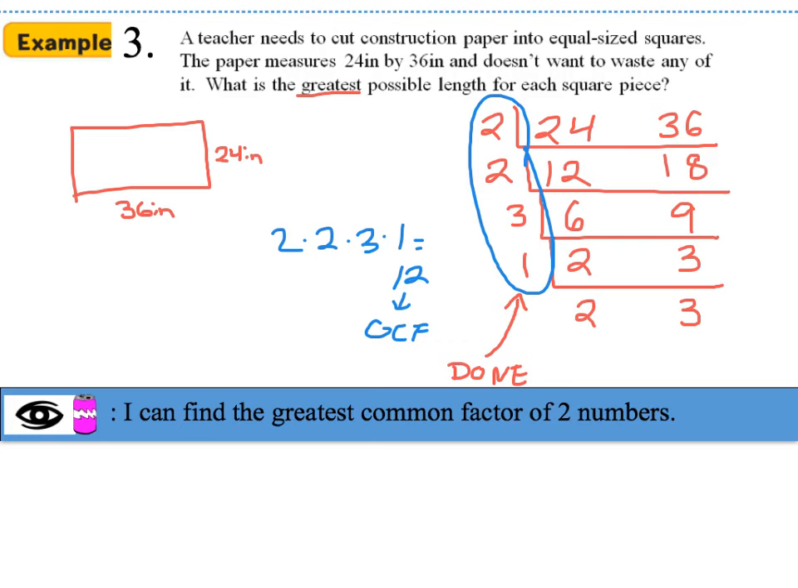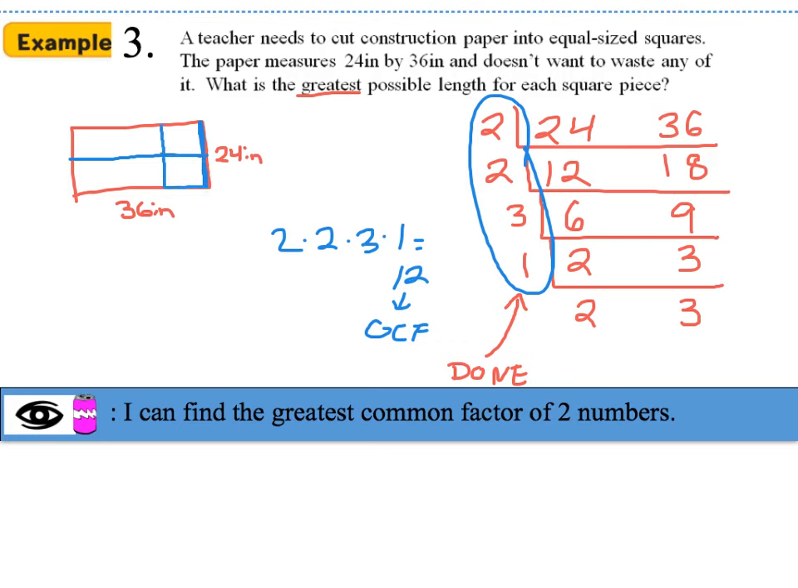So what this means is the square that the teacher needs to cut has to be 12 inches by 12 inches. So using the piece of paper that we've created, if I cut 24 in half, I get 12. So this is worth 12, and this is worth 12. Now if I cut 36, and I want to make sure that I have 12 going the other way, so this would be 12.